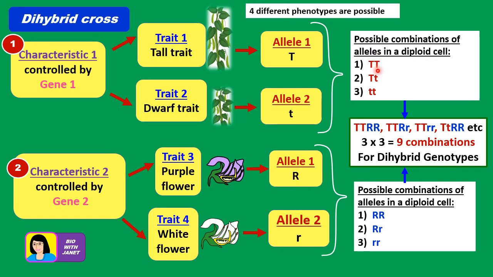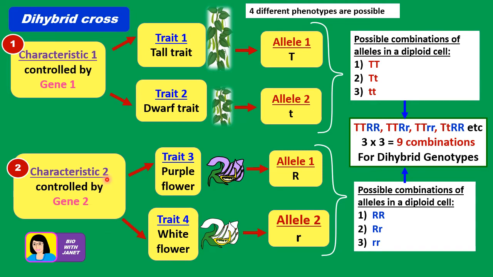Okay. Now, for the characteristic of flower color, it's the same thing. By the way, if we are just talking about one characteristic, then it's called monohybrid inheritance. Now you are studying two characteristics together at once, the inheritance of two characteristics. Okay, so it's dihybrid inheritance.